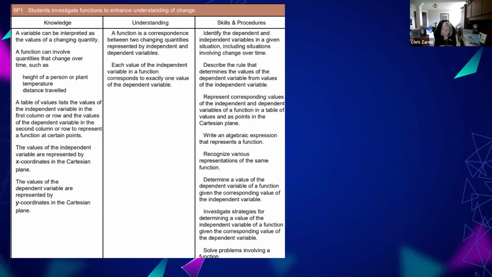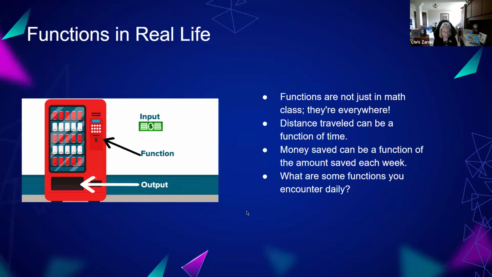So can they put it into a table of values? Can they identify the rule? Can they identify missing numbers on either side? In other words, fill in missing numbers on a table of values or in a term of sequence of numbers? And then can they plot them? And it says investigate strategies for determining a value of independent variables of a function given the corresponding. So I'm really looking for patterns, and can they solve some problems that would fit into that?